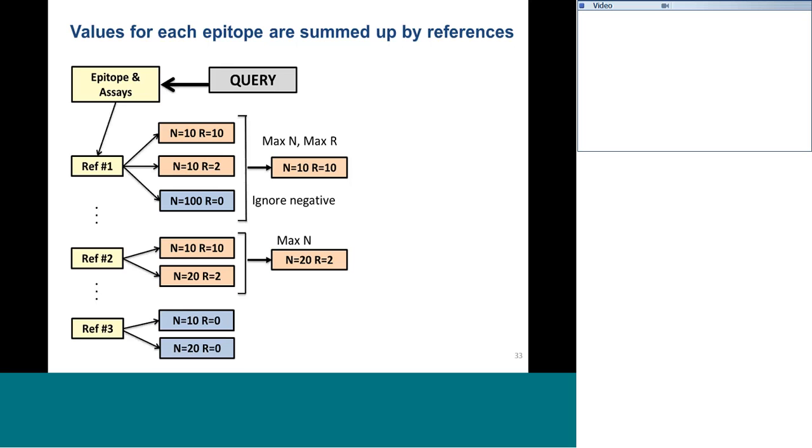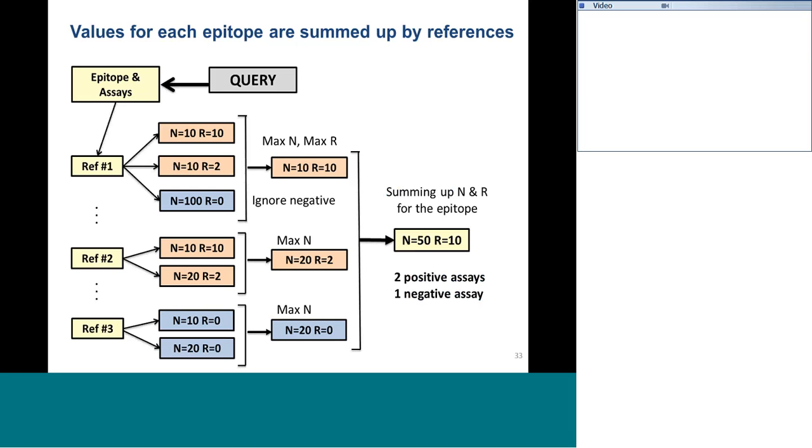And for example, in the third case we didn't have any response, but there were 2 assays reported. Then we again focus on the maximum N. So what we do in the end, we sum up the N and R numbers, so we will report in the table that the epitope has N equal 50, R equal 10, and we saw 2 positive assays and 1 negative.